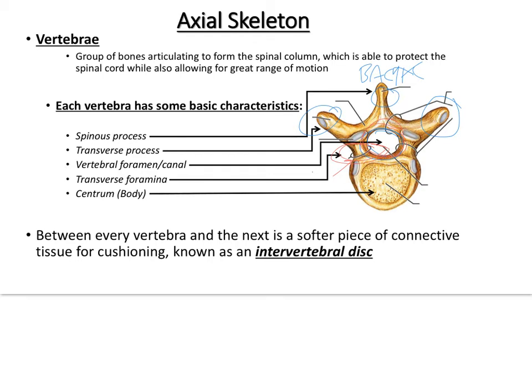And then this big part here, which would be more toward the front of your body, is the centrum, or the body of the vertebrae. And this is just a solid structure that you'll be able to see a little better in pictures on these later slides. Now, in between each vertebrae is an intervertebral disc, which is a softer, cushy piece of connective tissue that allows these vertebrae to stack on top of each other, but not rub each other bone on bone, which obviously would not be very comfortable.